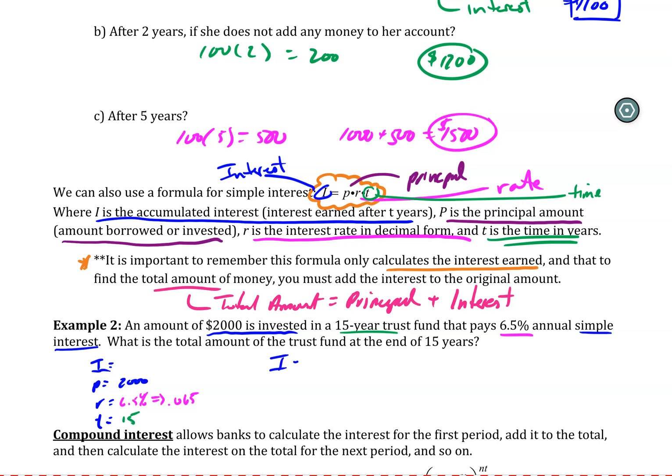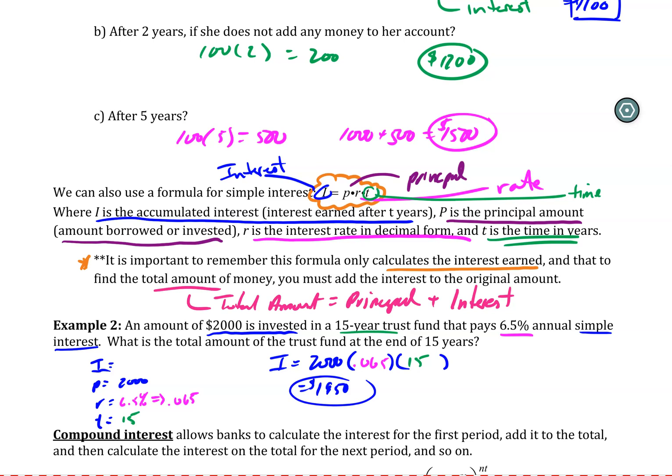So I is going to equal 2,000 times 0.065, and I'm going to multiply that by 15 years. So now if we go into our calculator, we calculate that to be 1,950. So that's the interest. That's how much they've earned over that period of time.